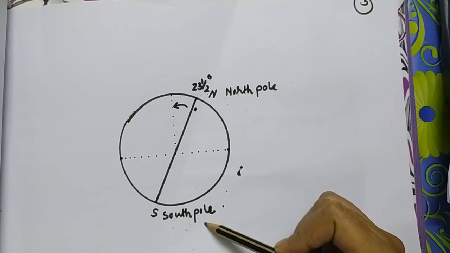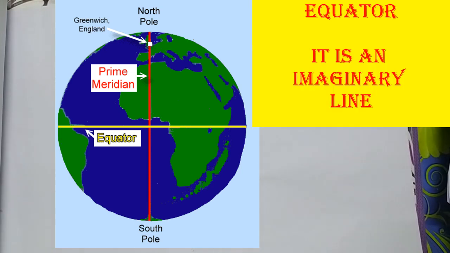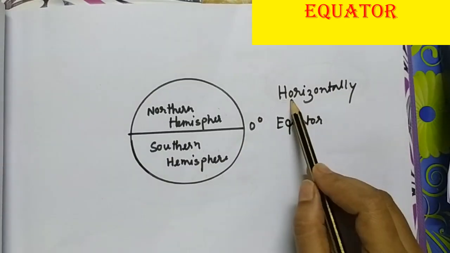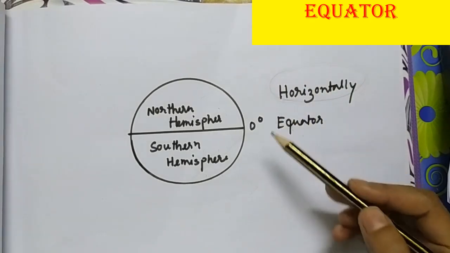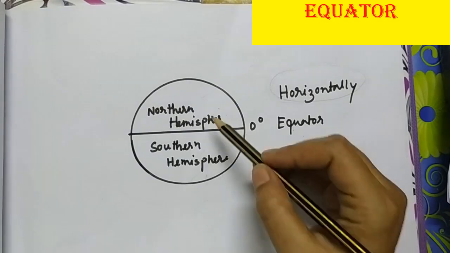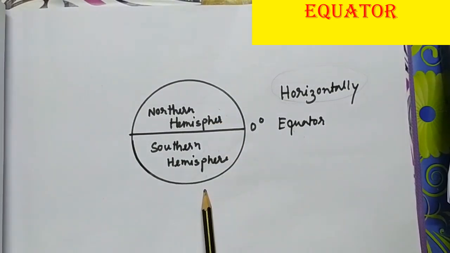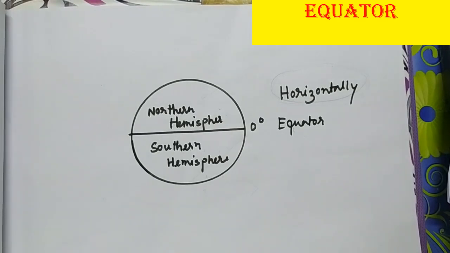Then the next important term, the most vital one, equator. So what is equator? Equator is another imaginary line that runs through the middle of the earth. It divides the earth into two equal halves horizontally. The northern side is called the northern hemisphere, the southern side is called the southern hemisphere. Got it? Up to that we already discussed the axis, poles and equator.